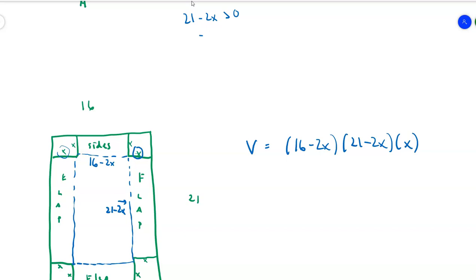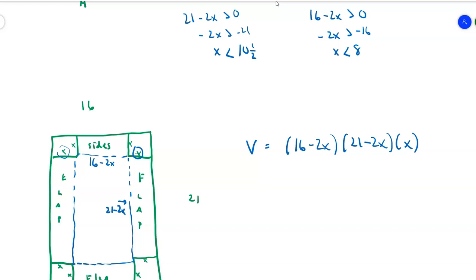So to do that, you want x to be less than 10.5. But wait, there's a side up on the top, right? That's 16 minus 2x. You don't want that length to be negative either. Okay, so a little quick solution here. Divide both sides by a negative, which changes the sign. You want x to be less than 8.